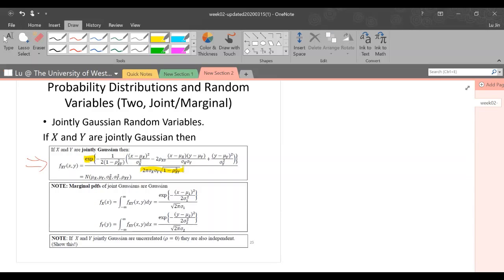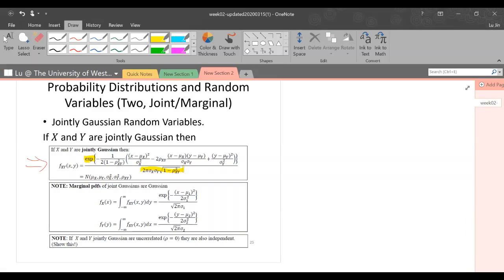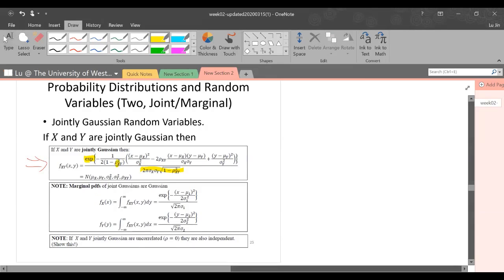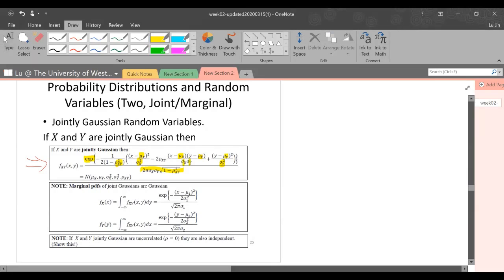And in this case, I don't expect you to memorize this formula. If we have such questions in the test or exam, this formula will be given. But you must understand the notations used in this formula. For example, rho_XY is the correlation coefficient between x and y, of course. mu_x and mu_y are the mean values of x and y, respectively. The sigma_x squared and sigma_y squared are the variances of these two random variables. And sigma_x and sigma_y are the standard deviations of these two random variables.